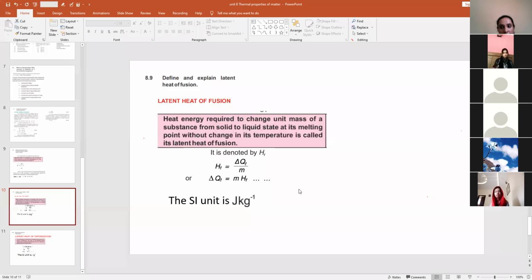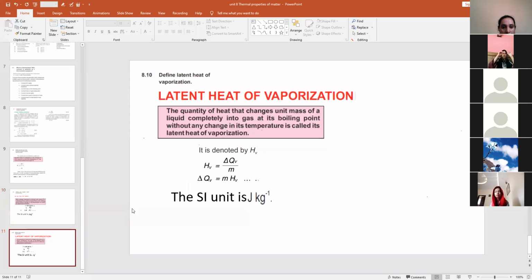The next question is 8.9. Define and explain latent heat of fusion. You give the definition of latent heat of fusion, its relationship, and write its unit. Then the last question is 8.10. Define latent heat of vaporization. For latent heat of vaporization, you have to give the definition, then write its relation, and then give its unit.